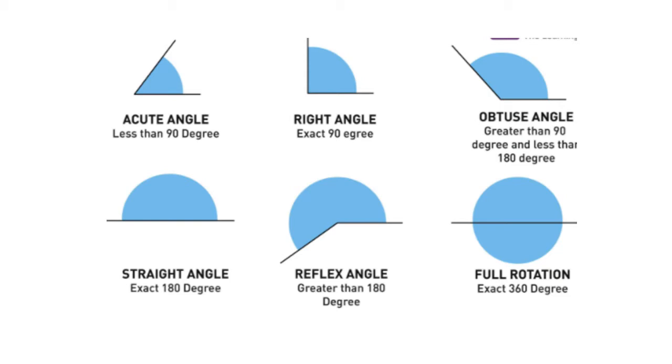Then there's an obtuse angle. So this is when the angle is more than 90 degrees, but less than 180. A straight line is exactly 180 degrees. And as you can see, it's like two 90-degree angles together. Now, an angle that is more than 180 degrees is called a reflex angle. And then if we go all the way round, it's a full rotation, which is exactly 360 degrees.